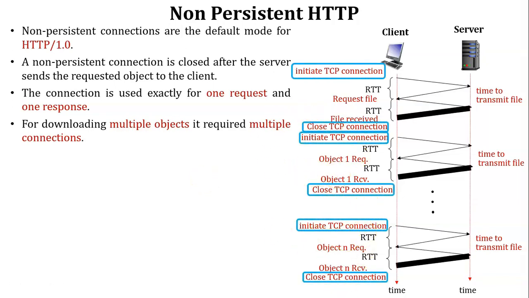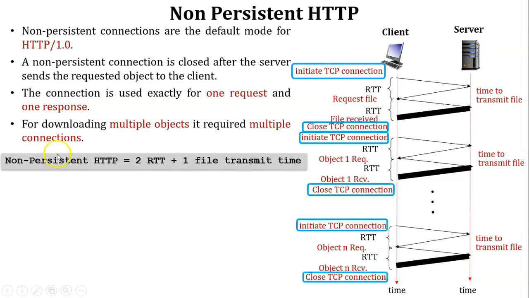Now the response time of non-persistent HTTP is 2 RTT plus 1 file transmit time. See in this diagram, 2 RTT and 1 file transmit time are used for the single file request and response.